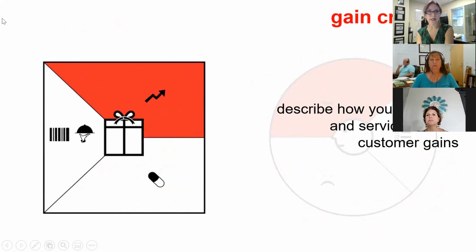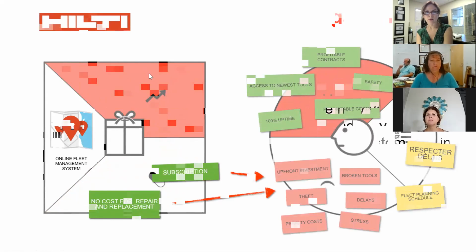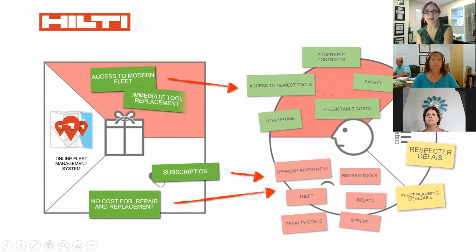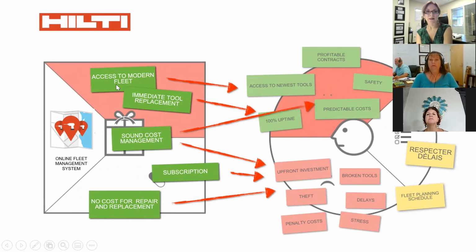And now the gain creators is this part over here. It's going to describe how your products and services create customer gains. So you're going to list here how your service or product will create the gains for your customer. Like in this case, here is the boss, and this is how they decided to describe how they are going to create those gains. The gains he was looking for were safety, predictable cost, 100% uptime, access to newest tools, profitable contracts.